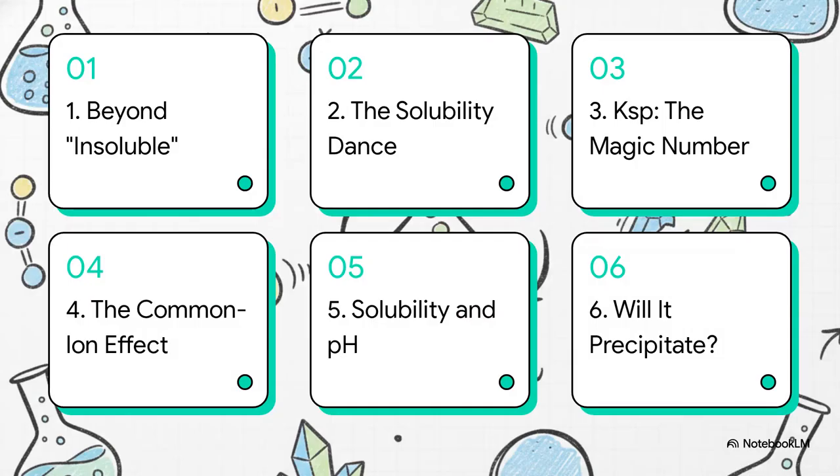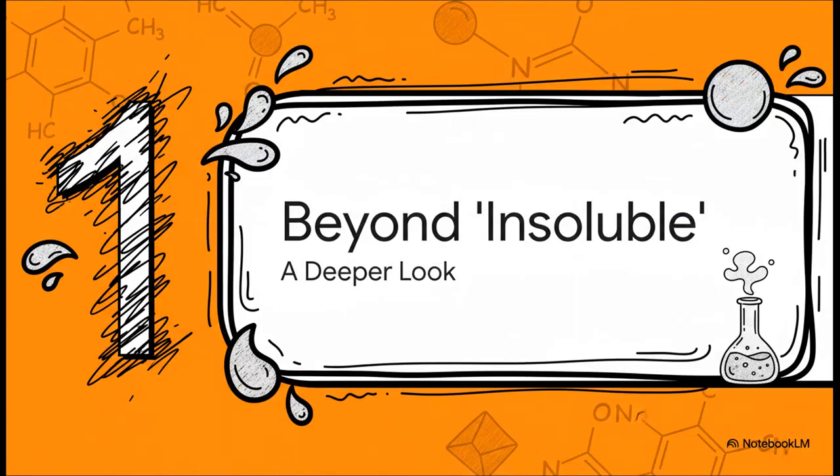First, we're going to blow up the whole idea of insoluble. Then we'll zoom in on what I like to call the solubility dance. After that, we'll get into the math with a magic number, KSP, and learn how to mess with the dance using the common ion effect and even pH. And finally, we'll use all this knowledge to predict if a solid is going to form in the first place. Let's do it.